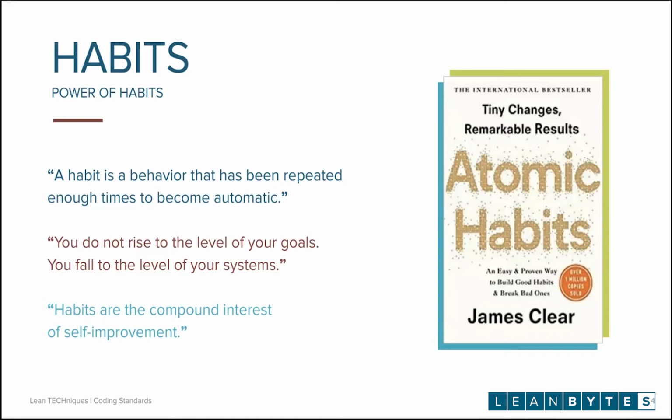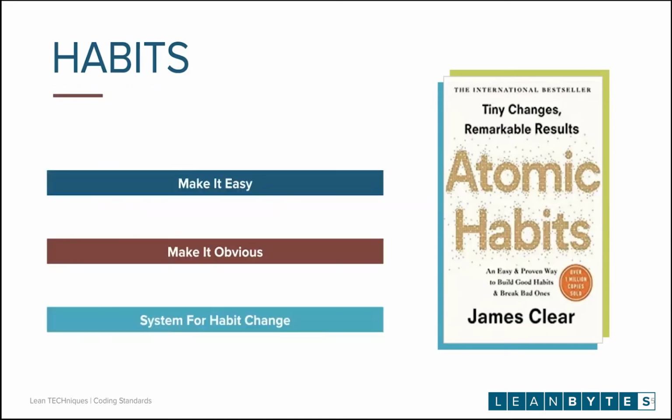And so James Clear talks about you're not going to rise to the level of your goals. You're going to fall to the level of your system. So put systems in place in order to make your goals achievable. And then the other thing that's really important is once you have these habits, they have compounding interest. So a little bit of a change today will result in a lot larger change in the future. And hopefully your retirement accounts are doing something similar. So a couple things that we want to talk about. Let's make it easy. Let's make it obvious. And then finally, we'll review the system of habit change.